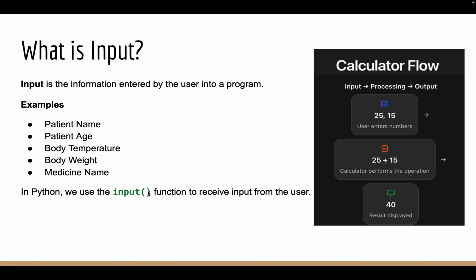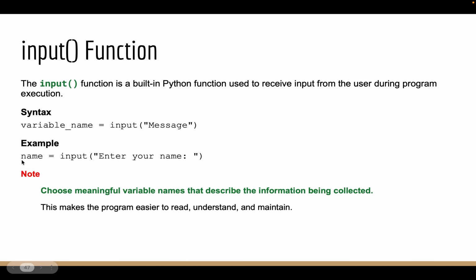We have the input() function to receive input from the user in Python. The syntax to get input from the user is variable name equals input(), where input is the Python function, and this is the message which we have to tell the user what information they have to enter. Whatever is written inside the double quotes will be printed as such to the user, so that they'll know what they need to enter.